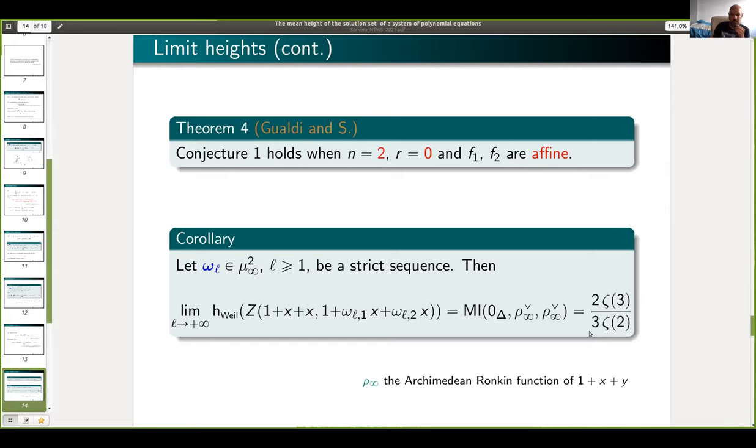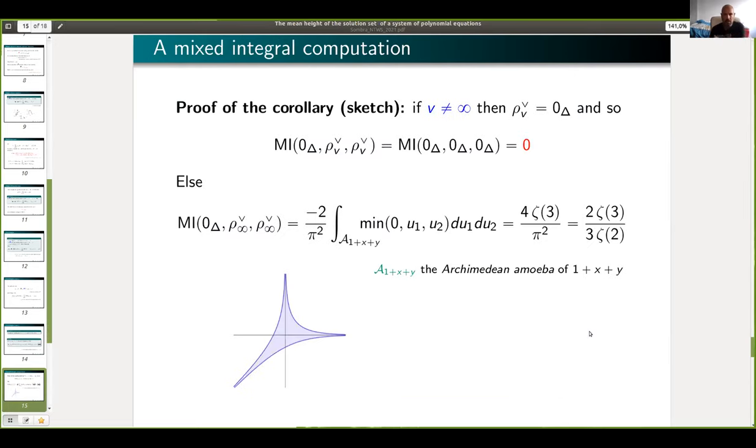So now I want to enter a little bit into the techniques for proving that. First of all, I will prove this corollary, because the first part is direct, the second part is not that direct. So this is the proof of the corollary from the theorem.